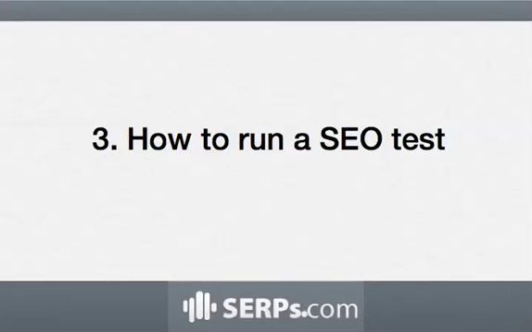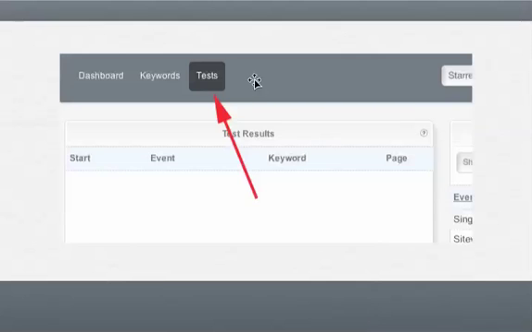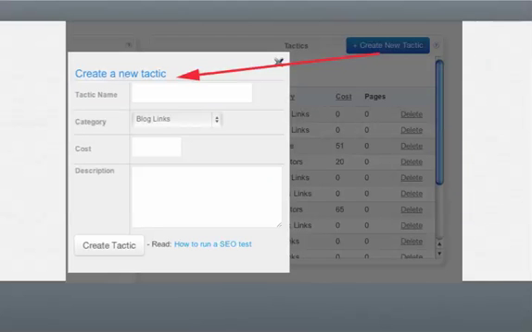Lastly, how to run an SEO test. First off, click Tests in the top bar menu navigation. Then click Create New Tactic, and a tactic is anything that you want to change and measure the change after that tactic. So you could be changing the title tag or getting a new link. You give it a category and a cost and a description, and click Create Tactic.